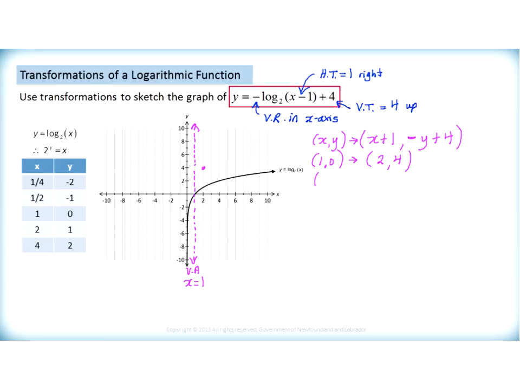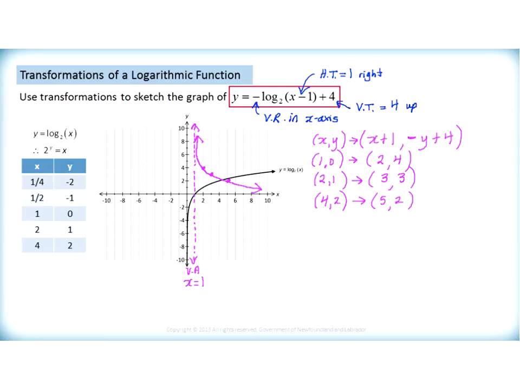If we take the coordinates 2, 1 from the base graph, 2 plus 1 is 3, negative 1 plus 4 is also 3. So the point 3, 3 has to be on your new graph. As well, we will take the point 4, 2, and that will get mapped onto 5, 2. So 5, 2 is there. And that gives you the shape of your new function. So it approaches that vertical asymptote. It will get very, very close to it, but the graph then will veer off to the right. And that's the graph of our new function.